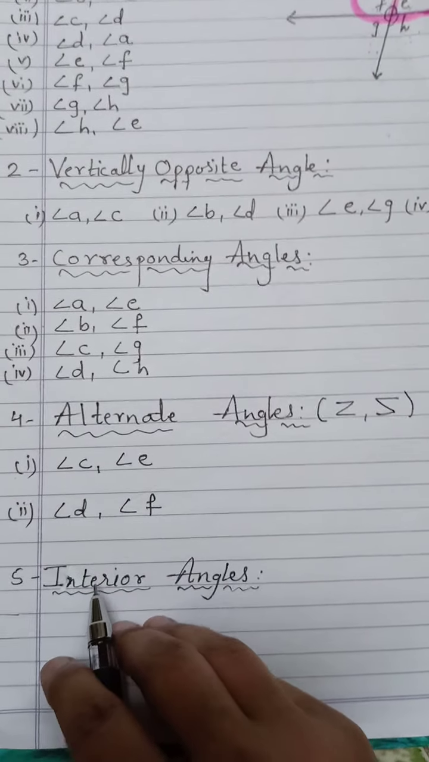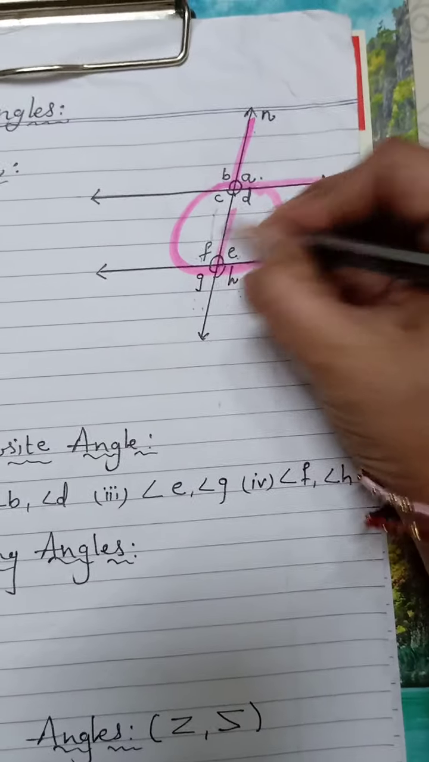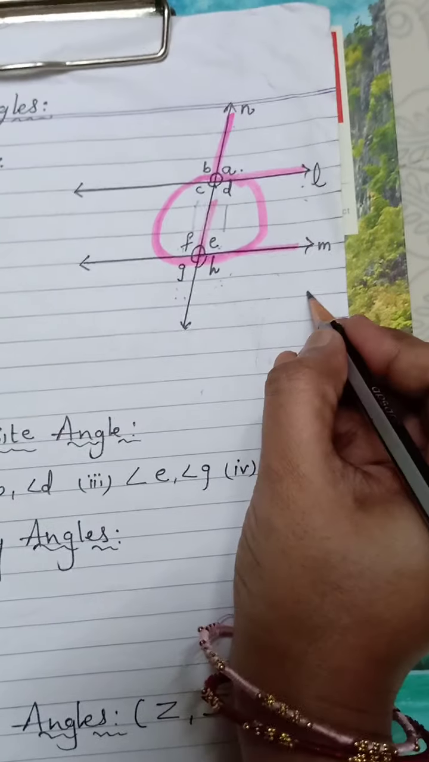Now we'll see the interior angles. For interior angles, we have to take this straight line. That means in this way. That means we have to take D and E. See, I will show you.